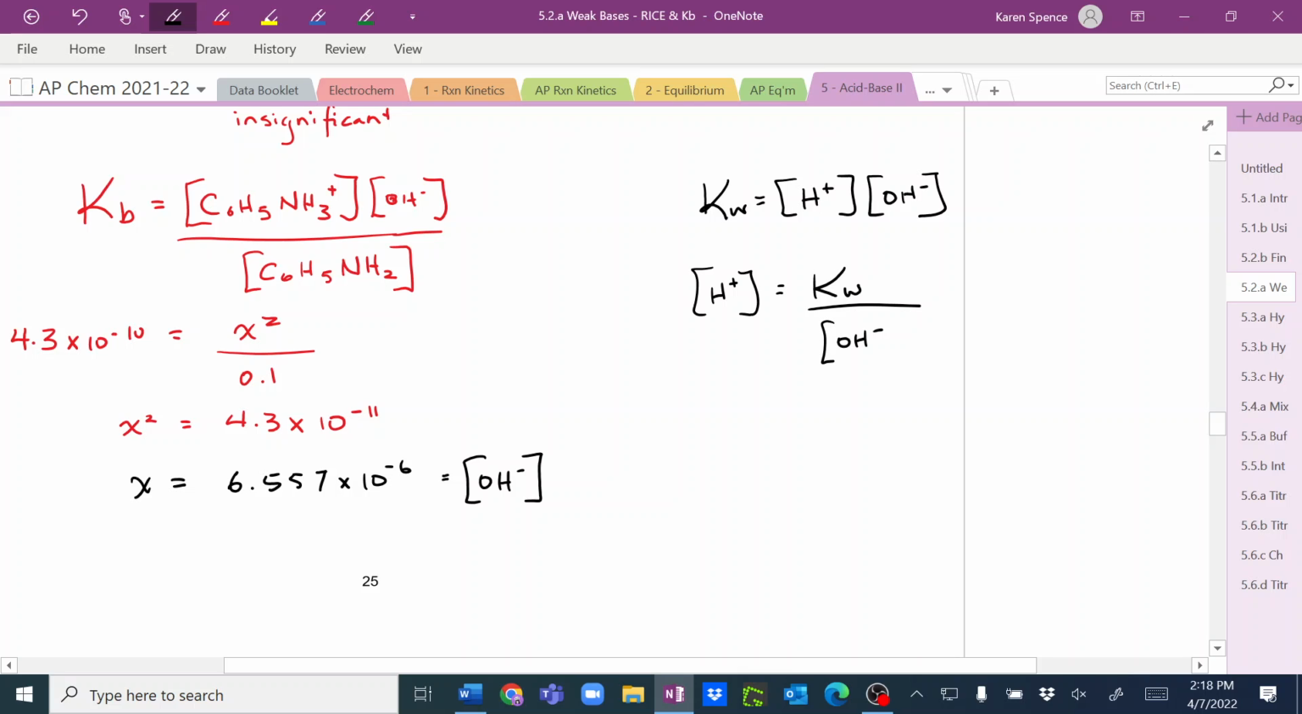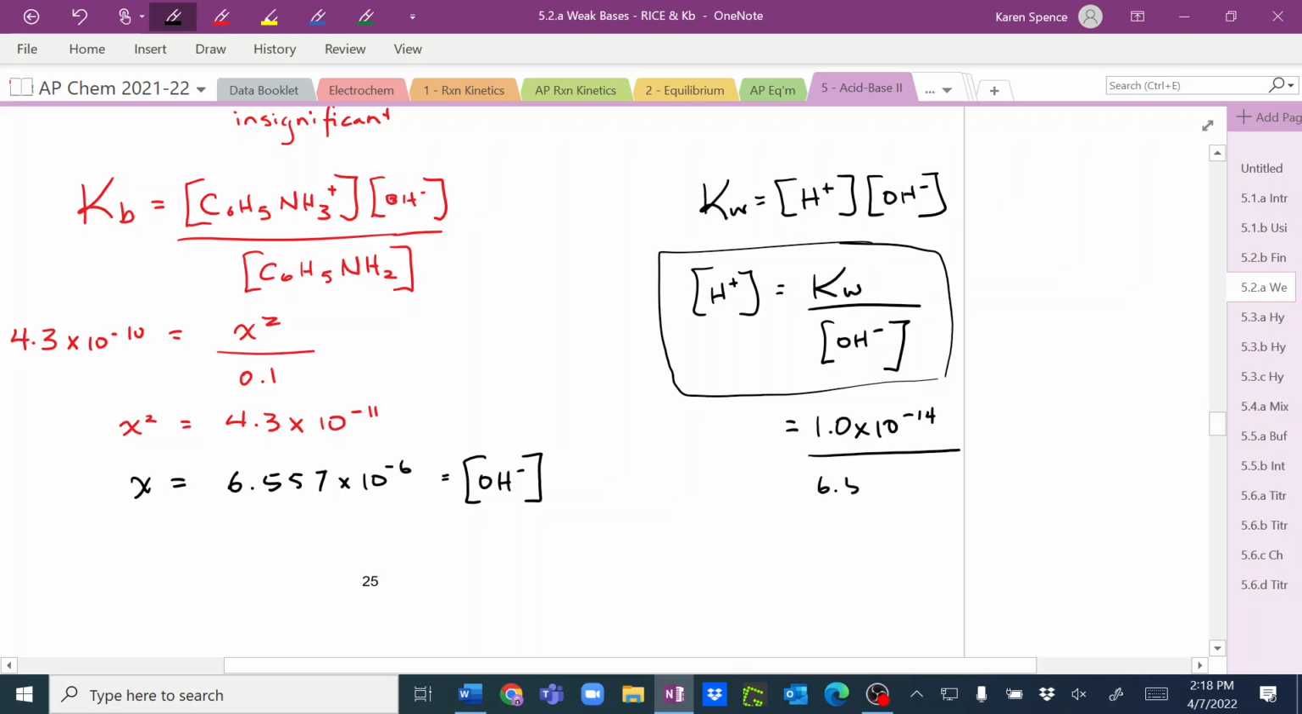So the expression is Kw is H times OH. You don't need to write that. You can go straight to this here, yes? But that's just to remind you that that is where it came from. Kw is equal to H times OH. But you can go straight to H is equal to Kw over OH, which is equal to, what's the value of Kw? 1.0 times 10 to the negative 14 divided by 6.557 times 10 to the minus 6.